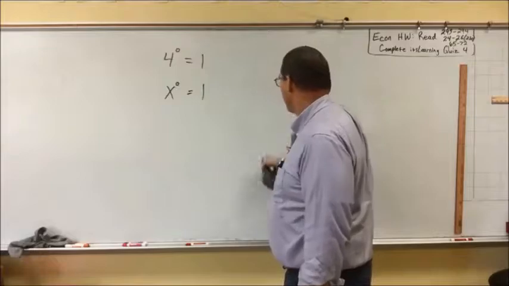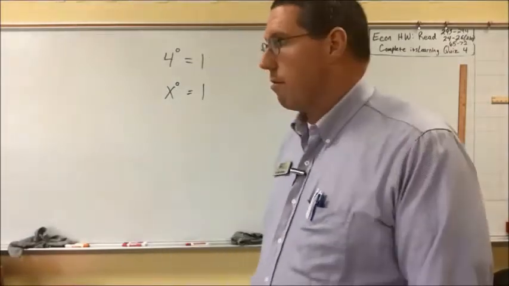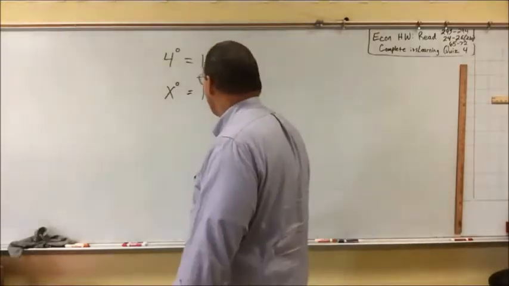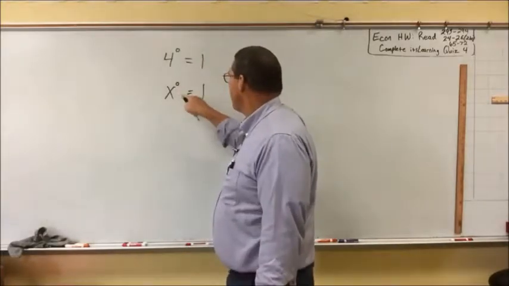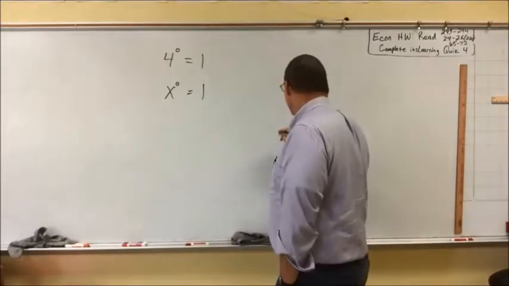Don't even ask about it. I just wanted to let you know, if you ever saw 0 to the 0 power, that's a special case. It's like a black hole or something. All right, so 4 to the 0 power is 1. X to the 0 power is 1. Why? I'm going to show you why.